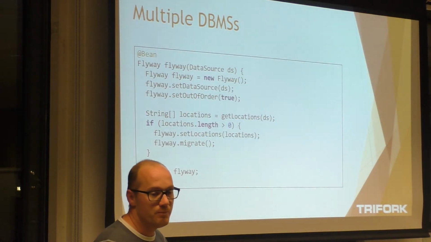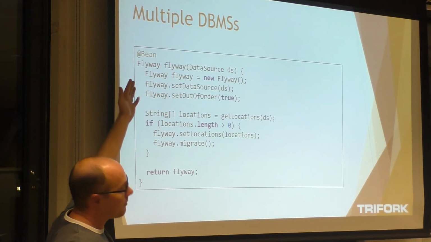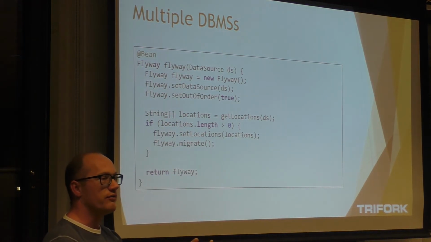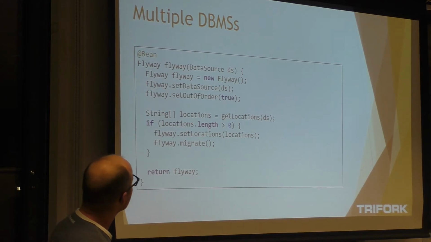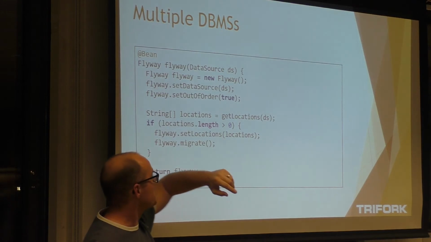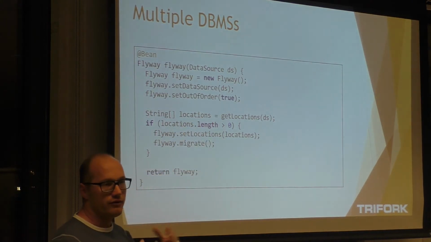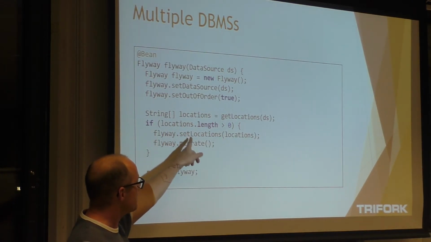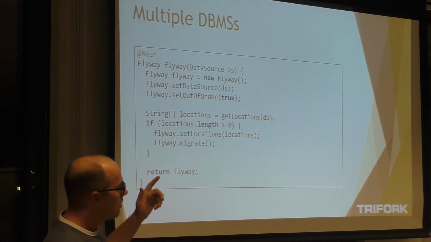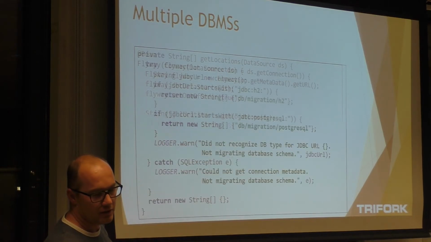So one thing you can do is say, well, let's say I'm using Spring as an example here, and so I'm creating a bean that will instantiate Flyway and will run a migration. But the interesting bit here is this. I have a helper method here called getLocations, and only if we actually have a list of locations, we will apply it to Flyway and we will tell it to do a migration.